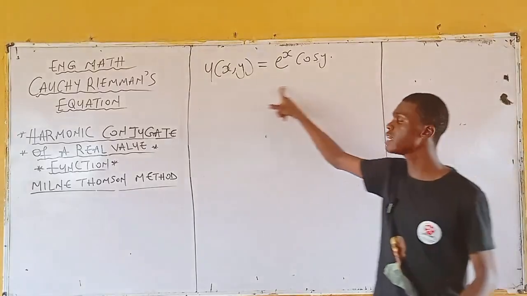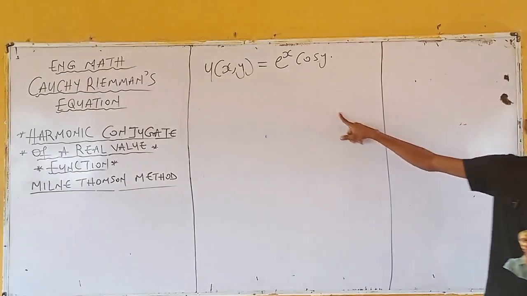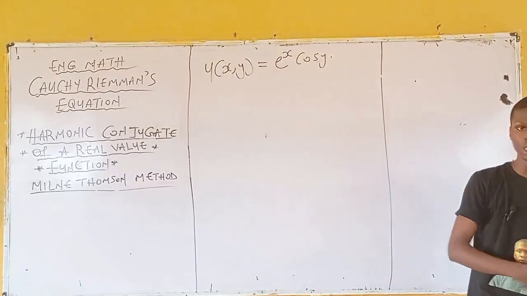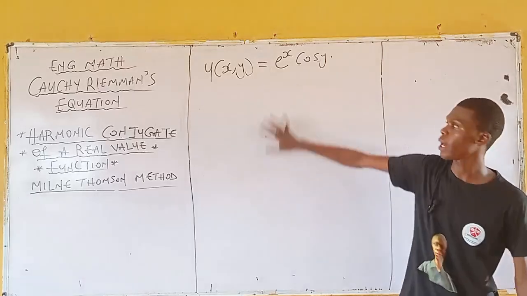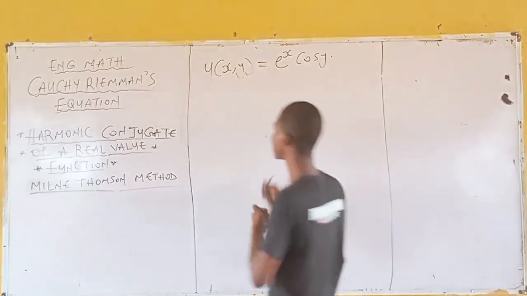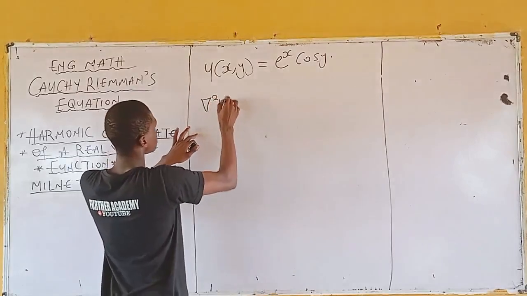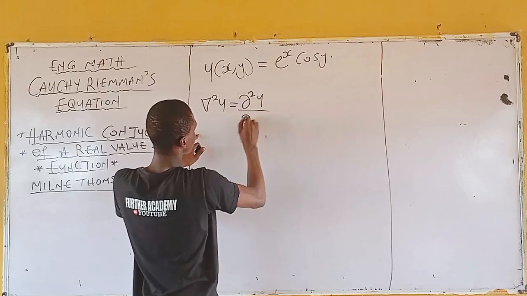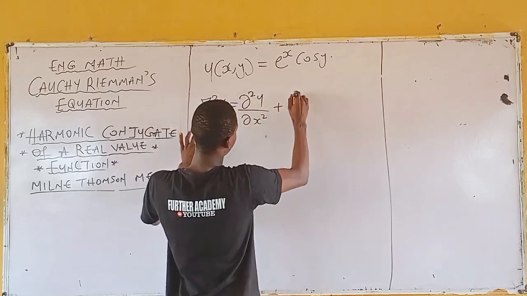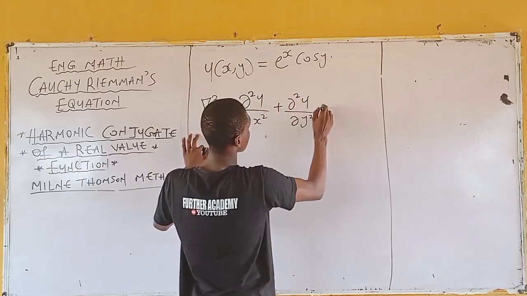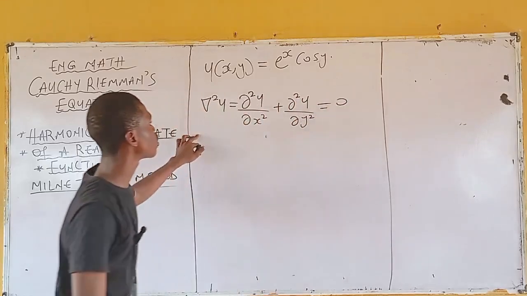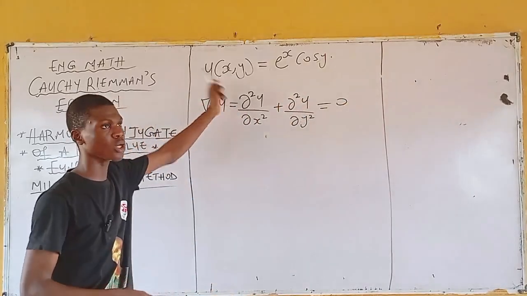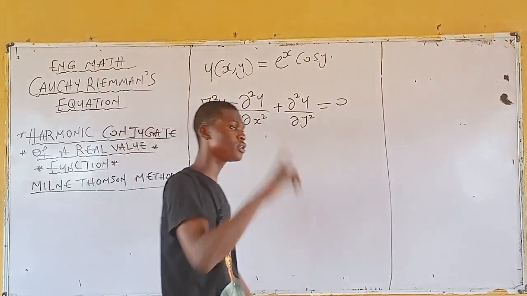Given this question, check if this function is an harmonic function. We've seen with the previous example we did that this is an harmonic function. How do we know that it is an harmonic function? By the time we solve for the Laplace in two dimensions, meaning this equation is equal to 0. So we've seen that by the time we solve this, we got 0. Hence, this real value function is an harmonic function.